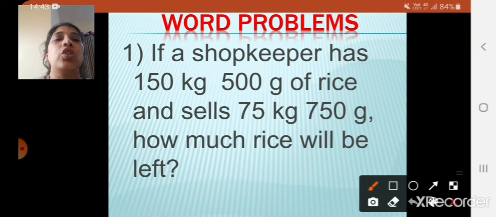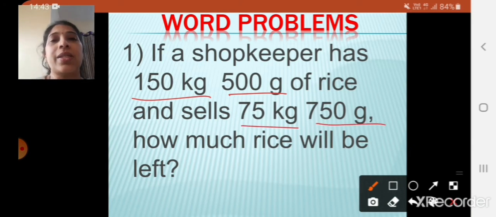So now the shopkeeper is having how much kg of rice and how much gram of rice? He is having 150 kg and 500 gram of rice, right? And he wants to sell how much kg? 75 kg and 750 gram, right? Now sell means it is always minus, right? And how much rice will be left?